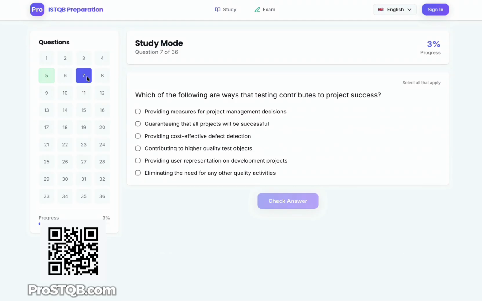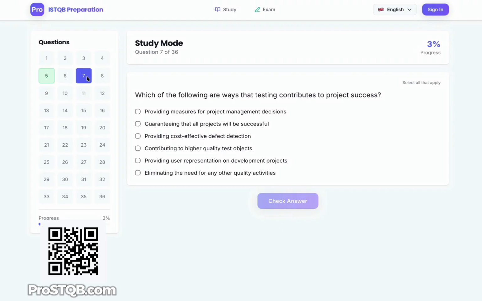Option A. Providing measures for project management decisions. Yes, testing gives managers information. Should we release? Should we continue testing? Is the quality acceptable? Testing supports decisions. It doesn't make them. So A looks correct. Option B. Guaranteeing that all projects will be successful. Whenever you see words like guarantee, always, or never, slow down. Testing reduces risk. It never guarantees success, so B is out.